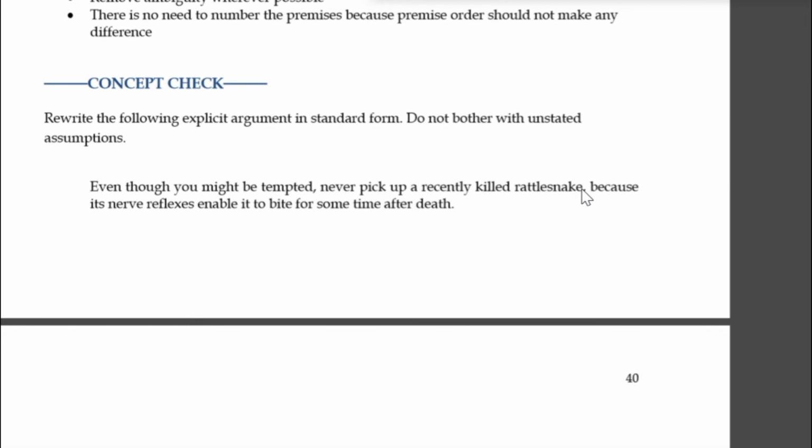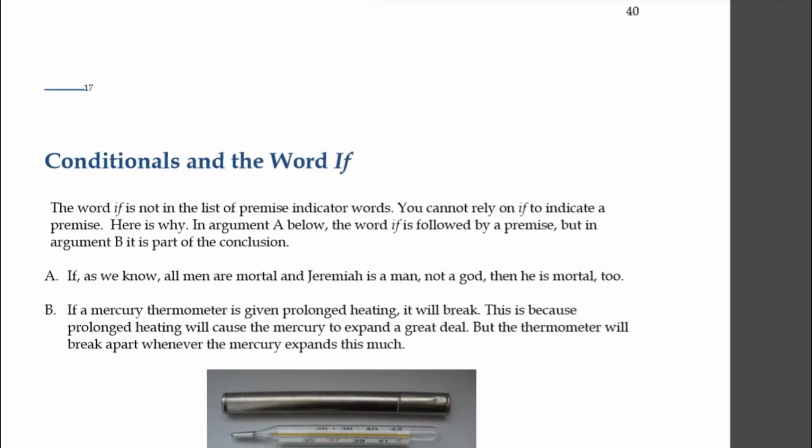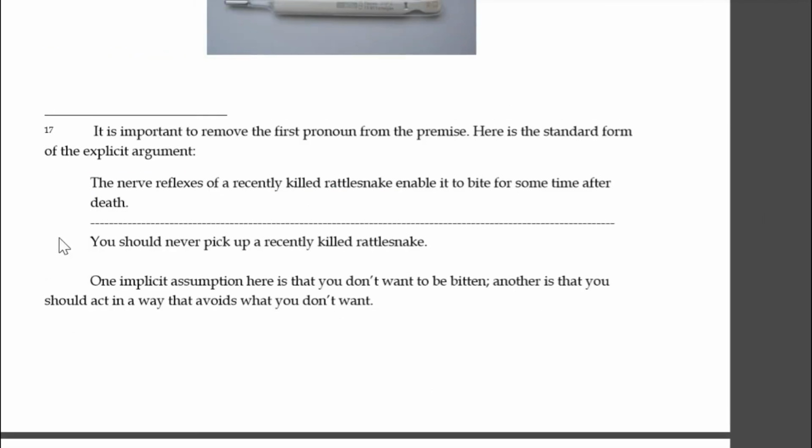What are the reasons? What are the premises that are provided here? Is it even though you might be tempted? Not really. That's not even a full, complete statement. That's just a part of a phrase. It seems like the only premise that's given is, and here's our indicator, because its nerve reflexes enable it to bite for some time after death. Let's look down here. Well, there you go. We did it.